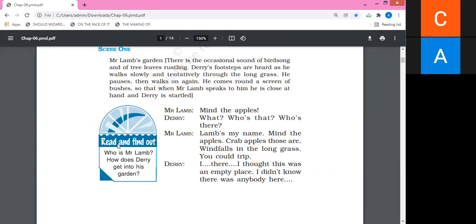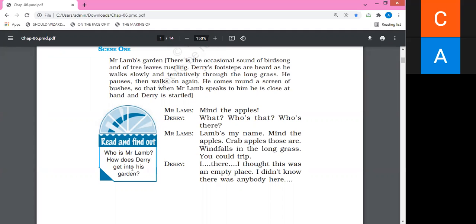Read and find out who is Mr. Lamb. You are very clear. An old man, owner of the garden, a very optimistic personality. No doubt he is handicapped, but he is able to recognize the basics. He is able to recognize the fact that losses are part of life. Life is not a bed of roses. So that is why he was optimistic even in his negative state.